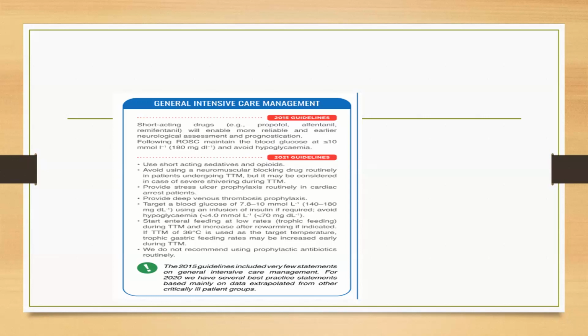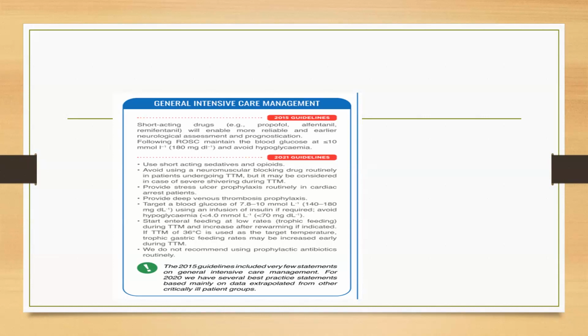And in the 2021 guidelines, what they have suggested is we should use short-acting sedatives and opioids, and avoid using neuromuscular blocking agents routinely in patients undergoing TTM, though they may be considered in case of severe shivering during TTM. Provide stress ulcer prophylaxis routinely in cardiac arrest patients, provide deep venous thrombosis prophylaxis, target a blood sugar level between 140 to 180 using infusion of insulin if required, and avoid hypoglycemia.